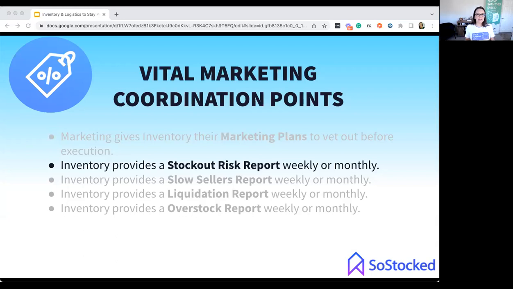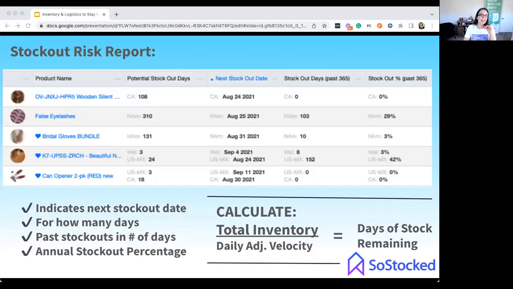This is really something that will be helpful at any level. And if you are using SewStock, these reports either are built into the system or can be built into the system based on your specific parameters. So the first is the stockout risk report, and that looks something like this.